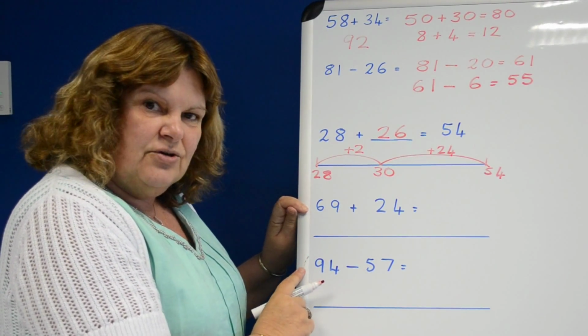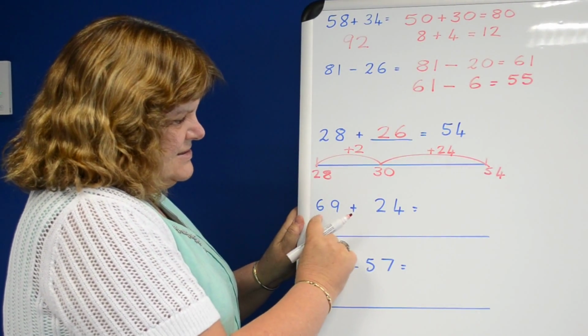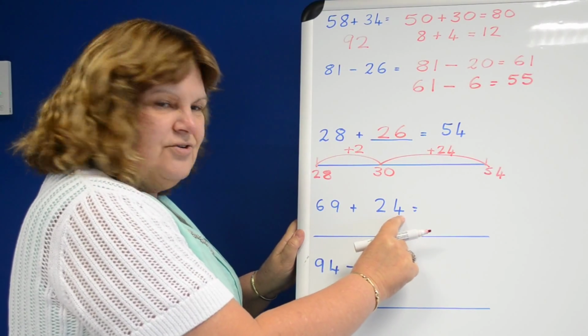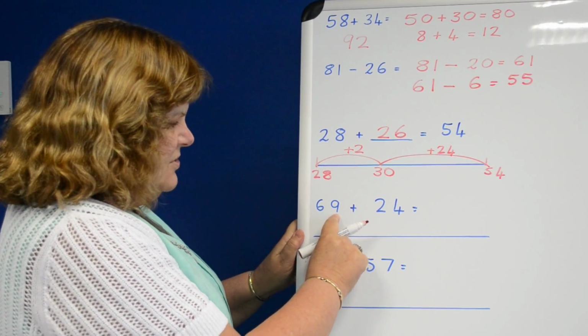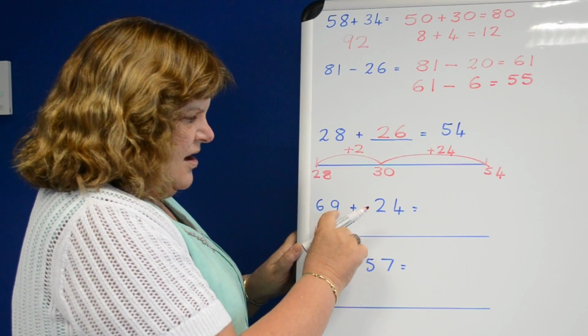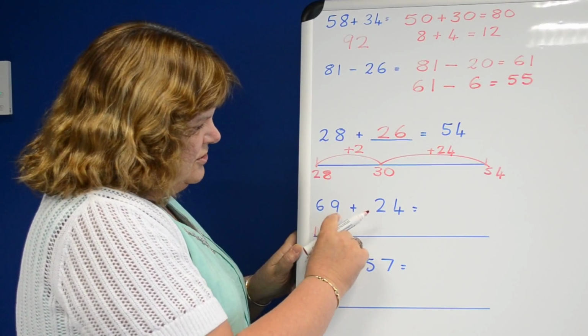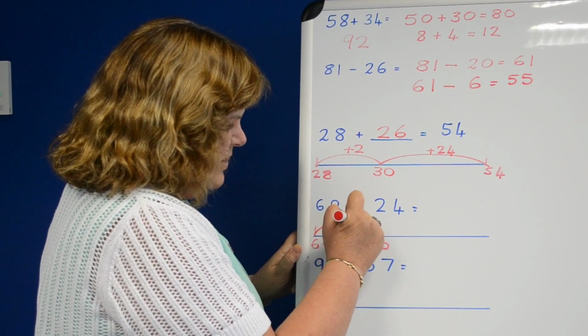Other strategies that you learn in stage 5 are rounding. With this one here, 69 plus 24, I'm going to round to a tidy number because that 9 just wants to be rounded up to 70. So I'll start with my 69. I'm going to add one more on to turn it into the tidy number of 70.